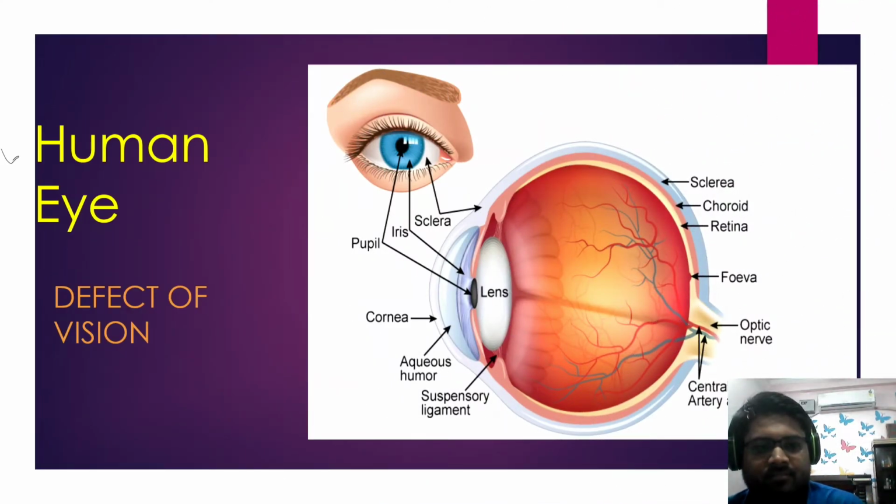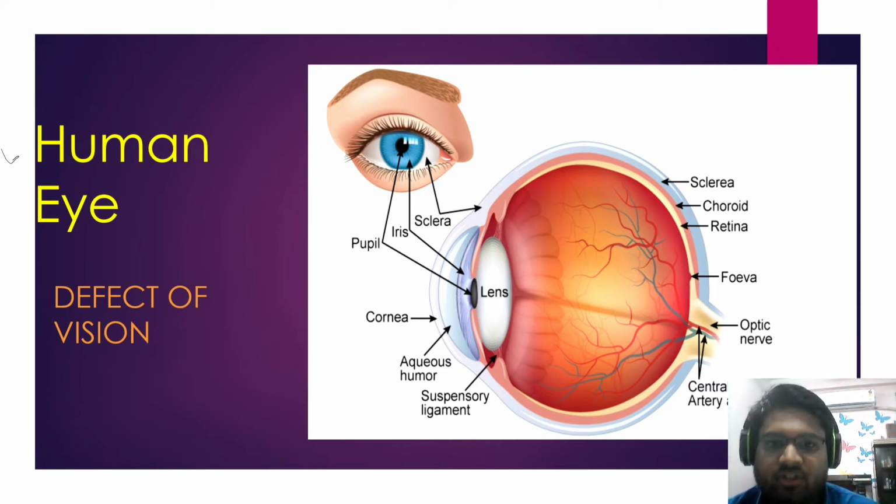Human eye, as we know, is one of the most important parts of our body. Because of the eye, we are able to see this beautiful art. Because of the eye, we are able to figure out different colors present in this universe. So the eye is very important, but the eye has limitations when it suffers from defects of vision. So today we are going to discuss defects of vision in detail.